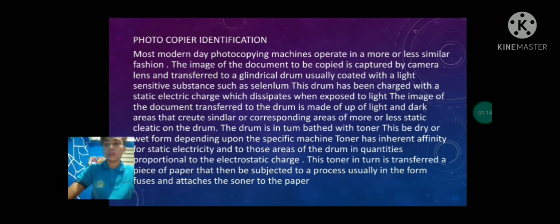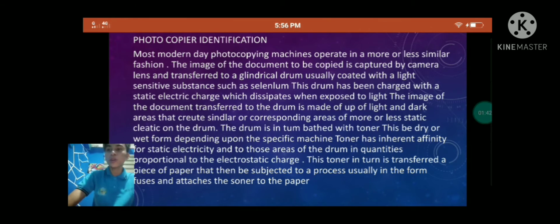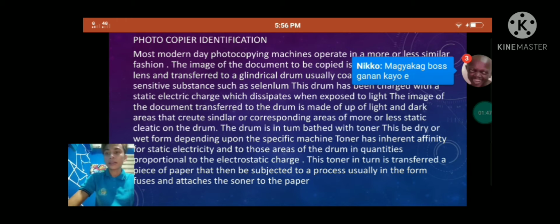Photocopier identification. Most modern day photocopying machines operate in more or less similar fashion. The image of the document is captured by a camera lens and transferred to a cylindrical drum. Ngayong modern na yung panahon, ang photocopy machine daw ay nag-ooperate ng more or less similar fashion. Ang image of the document na to be copied daw ay nakaka-capture na lang sa camera lens at na-transfer sa cylindrical drum.